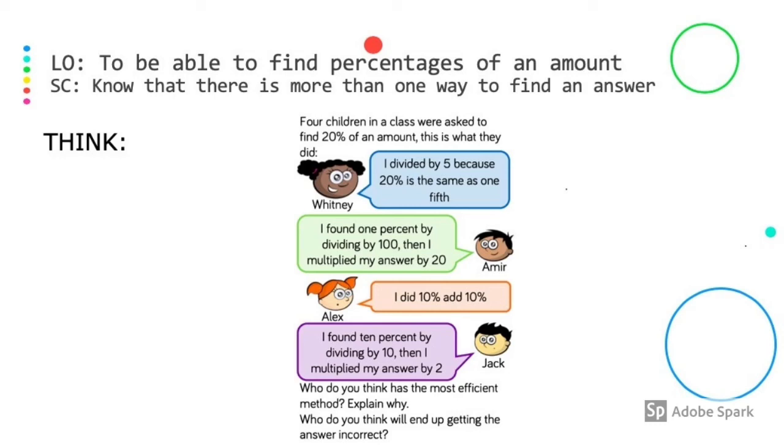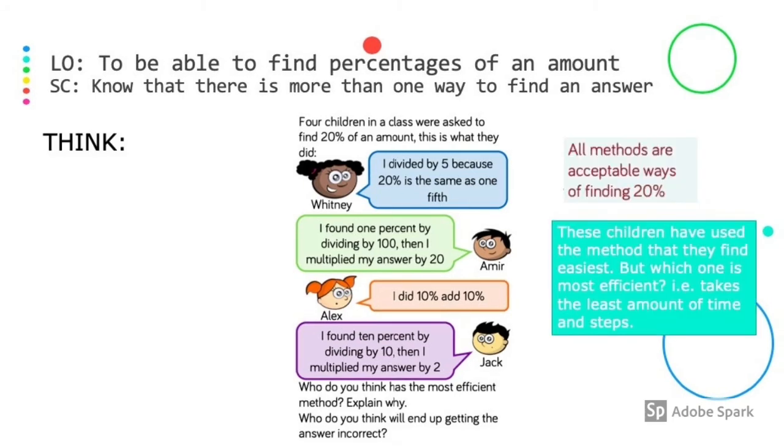This question is asking us to do two things. The first is to think about who has the most efficient method, and we need to explain why. Efficient basically means in the least amount of steps and the quickest in this context. The second thing we need to do is think about who will end up getting the answer incorrect. So who's going to get it wrong?